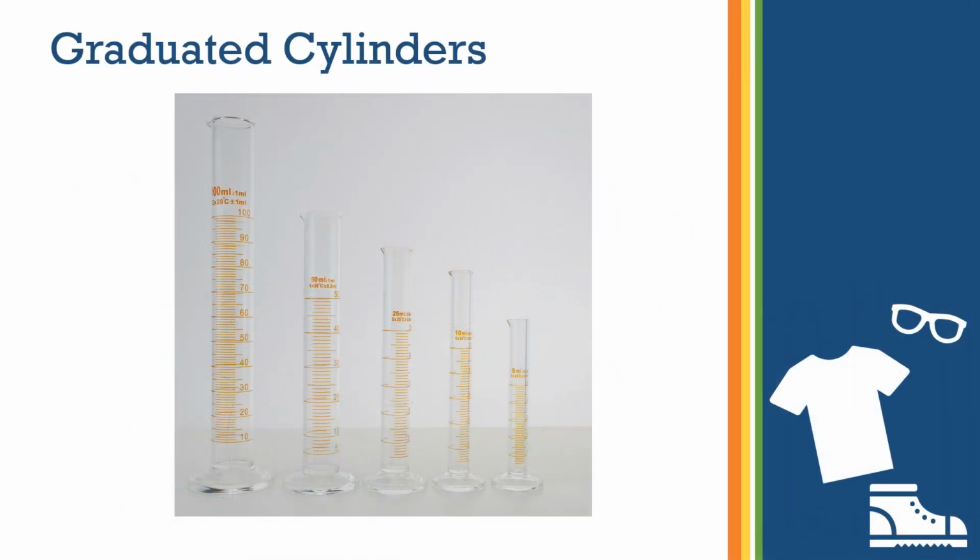Next, we have graduated cylinders. These tall, narrow containers are designed for measuring liquids accurately. They have precise volume markings and are available in different sizes. When measuring liquids, always read the measurements at eye level and at the bottom of the meniscus.